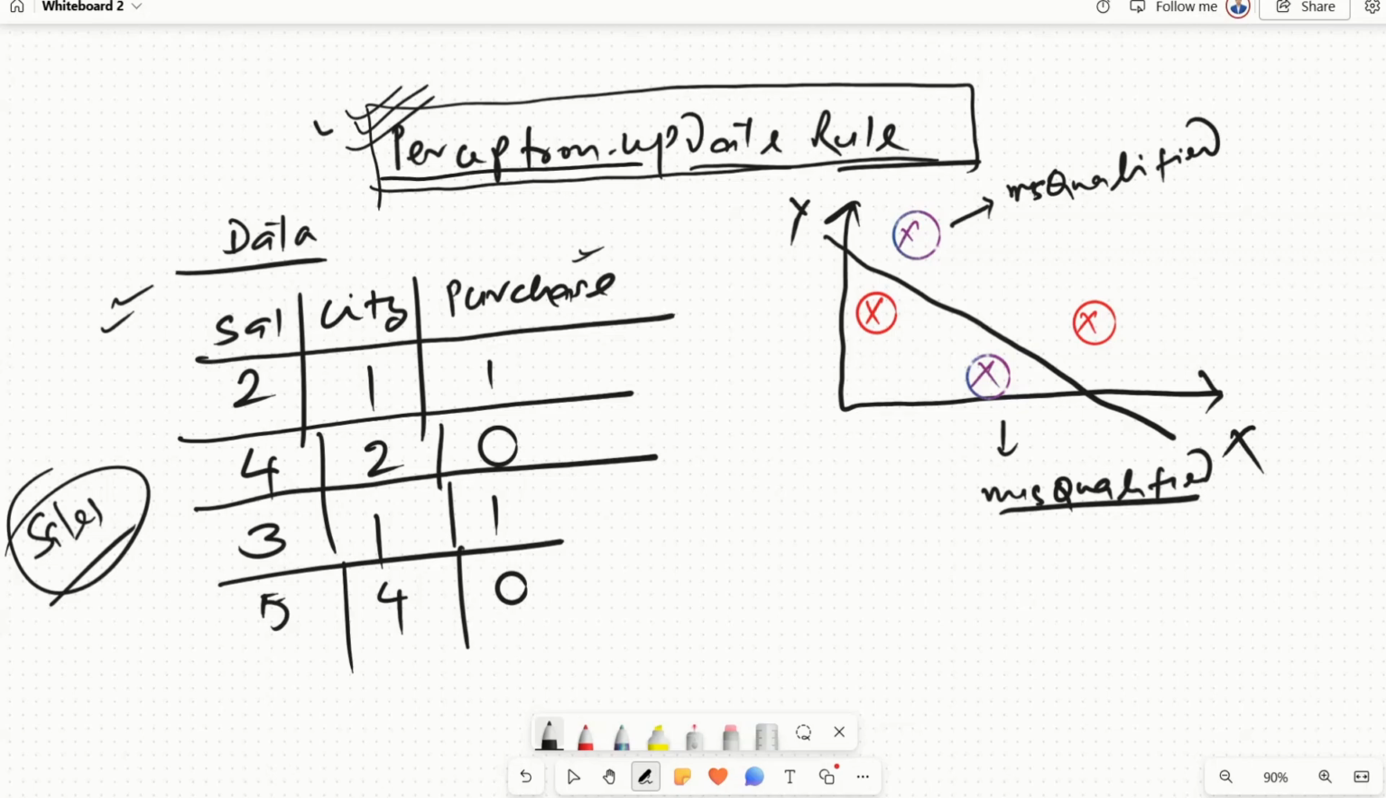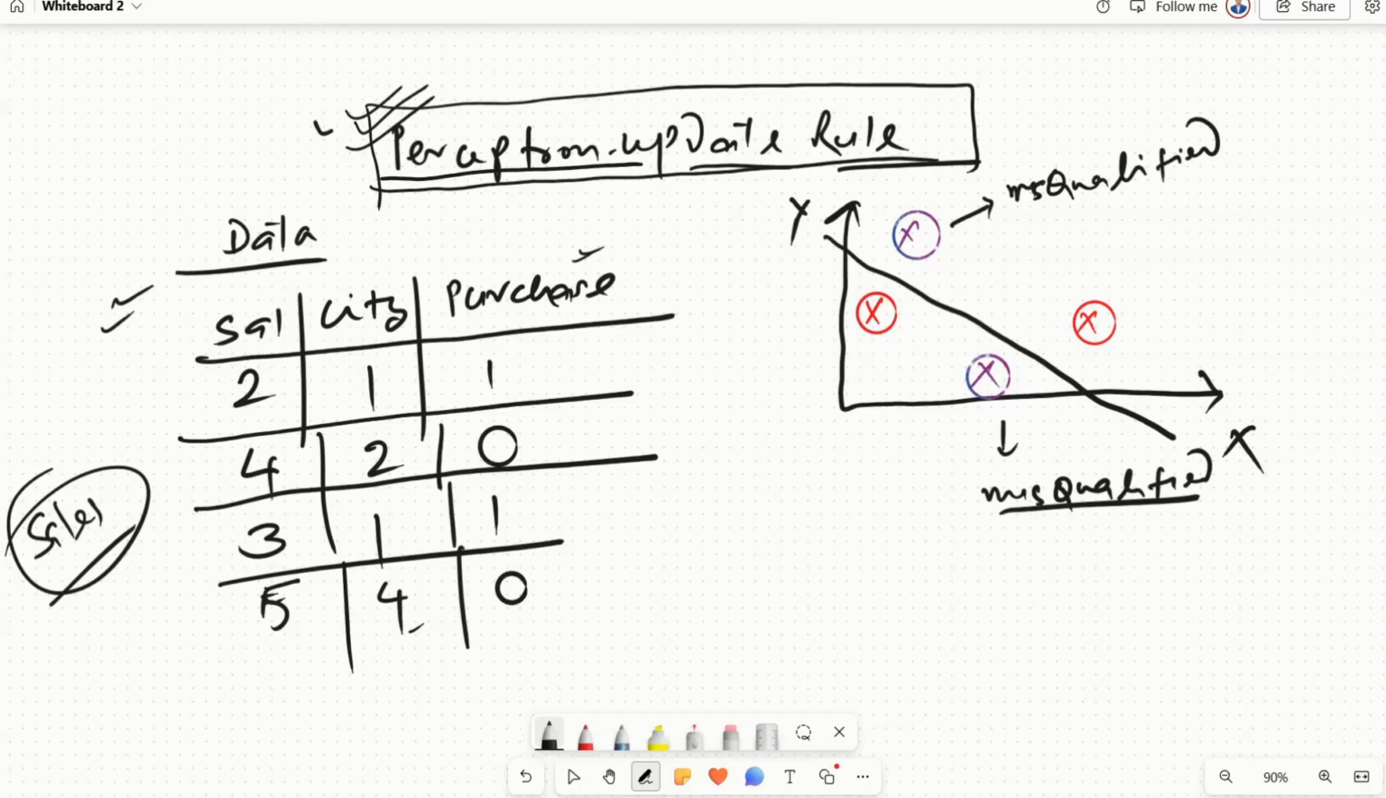Suppose salary is 2 and city is 1. City can be categorical data like Delhi, Mumbai, anything; I'm just giving numerical representations. If the purchase happened, I'm representing it by 1 because it's a classification problem. If salary is 4 and city is 2, purchase did not happen, so I'm representing it by 0. If salary is 3 and city is 1, purchase happened. And if salary is 5 and city is 4, purchase did not happen. It's a very simple data set.